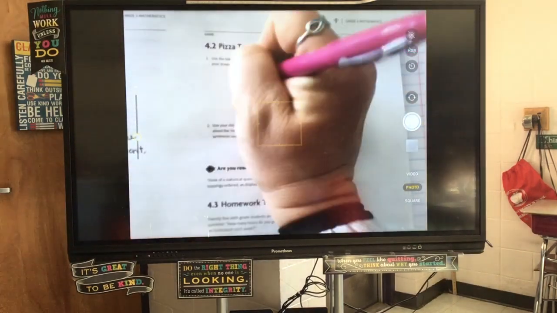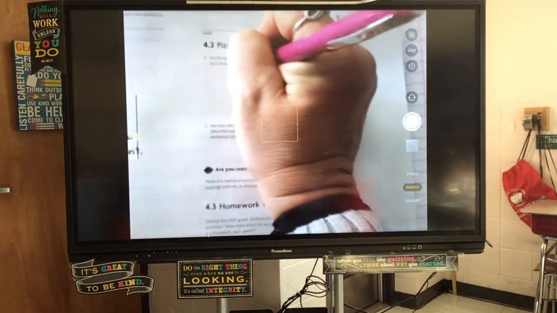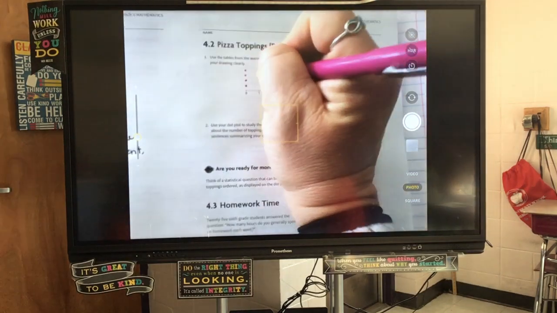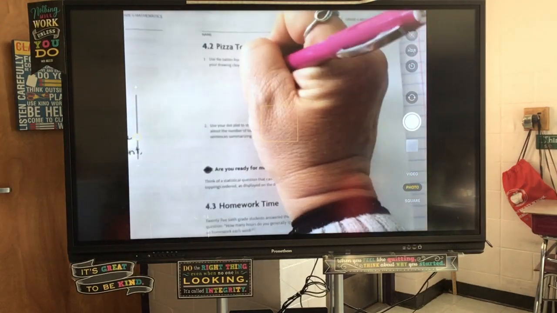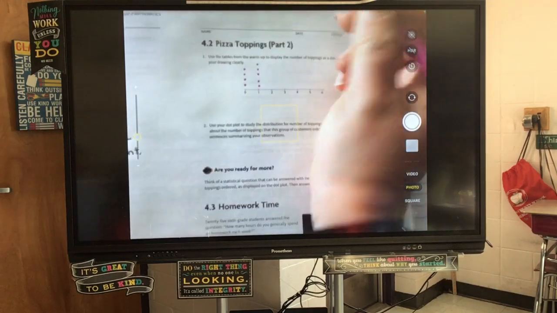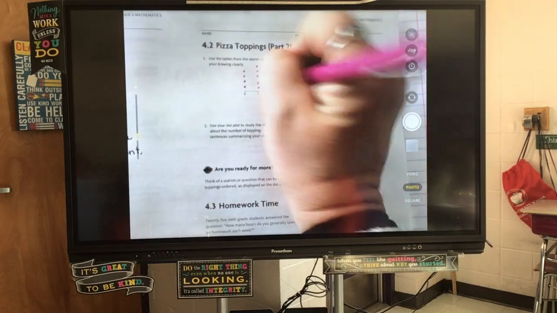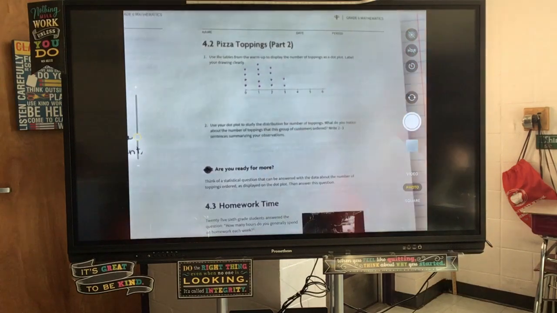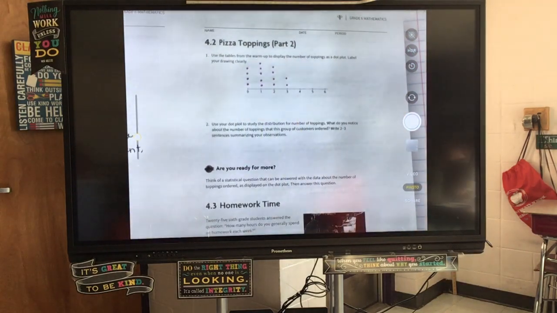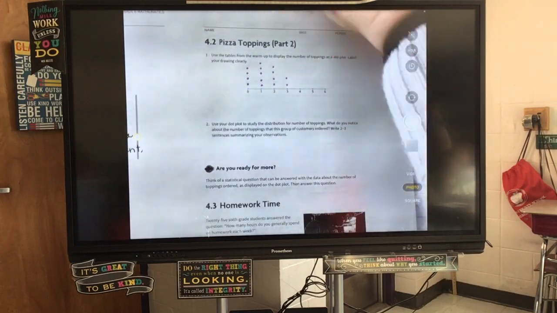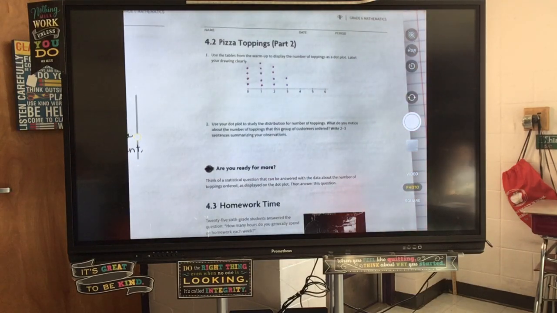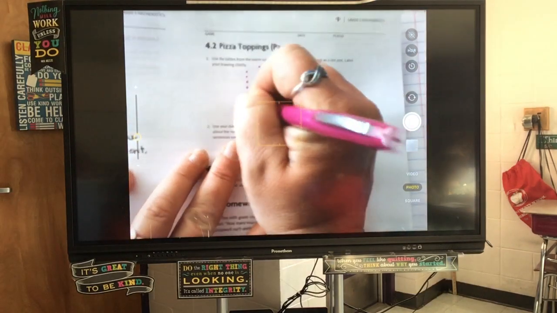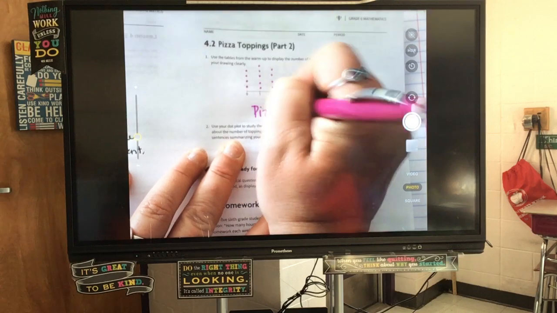We have, Levy said we have 4 zeros, so put your 4 dots there. We have 5 ones. We have 4 2s. And we have 2 3s. What do we need to label our dot plot as so we actually know what the 0, 1, 2, and 3 means? What do you guys think? How many pizza toppings? So pizza toppings.